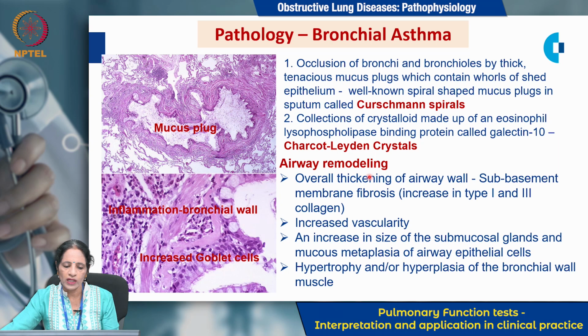Coming to airway remodeling, you may see an overall thickening of the airway wall, where there is subbasement fibrosis, an increase in both type 1 and type 3 collagen. There is also increased vascularity and an increase in the submucosal glands of the airway epithelial cells, and there is hypertrophy and hyperplasia of the bronchial wall muscle. Here you can see there are a lot of inflammatory cells, hypertrophy of the muscle, inflammation, increase in goblet cells. All these lead to what is called airway remodeling.